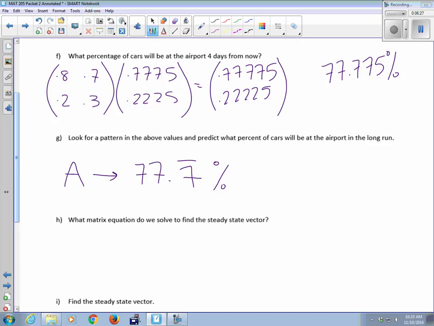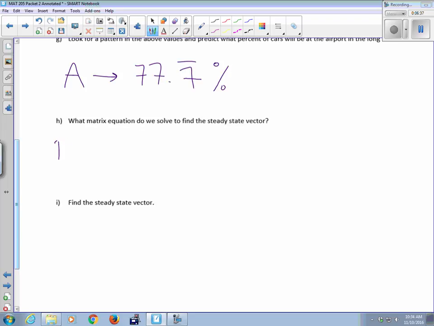But if I want to actually solve for the limiting value, which we call the steady state vector, we have to solve a matrix equation. We want to solve PQ = Q. P is your stochastic matrix, and Q is the steady state vector that we're looking for. So we want to say, what would the values at the airport and Main Street have to be so that when you multiply by the stochastic matrix, nothing changes, right? That would be the limiting value. So that's what I want to solve.